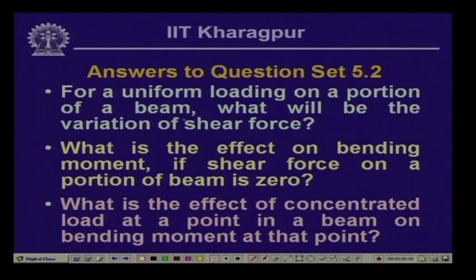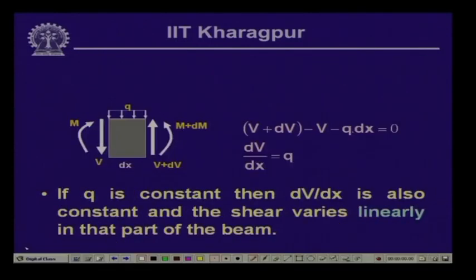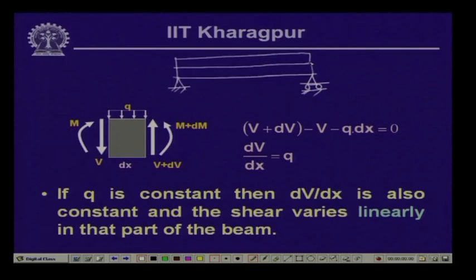The first question was: for a uniform loading, that means if a beam is subjected to a uniformly distributed load on a portion of the beam, then what will be the variation of shear force in that part of the beam? Let us look into the discussions which we had in the last lesson, wherein this is the part of a beam. Suppose we have a beam which could be a simply supported one, hinged at this end and supported on a roller at this end, and subjected to a uniformly distributed load.